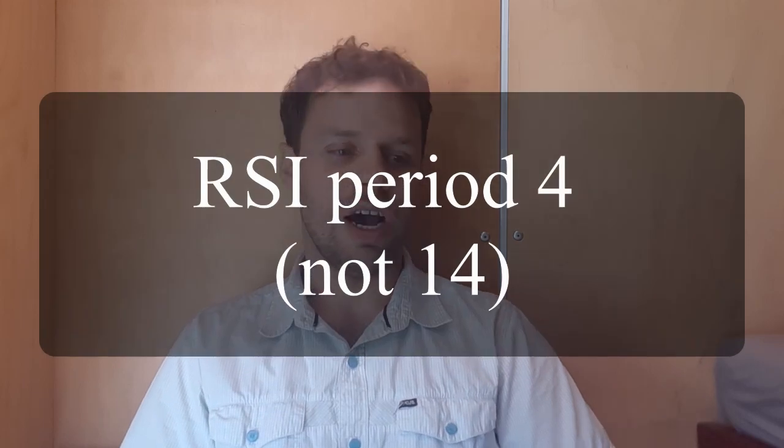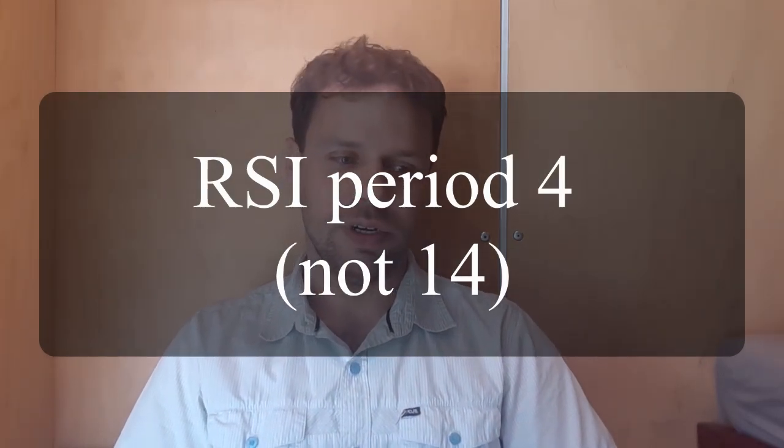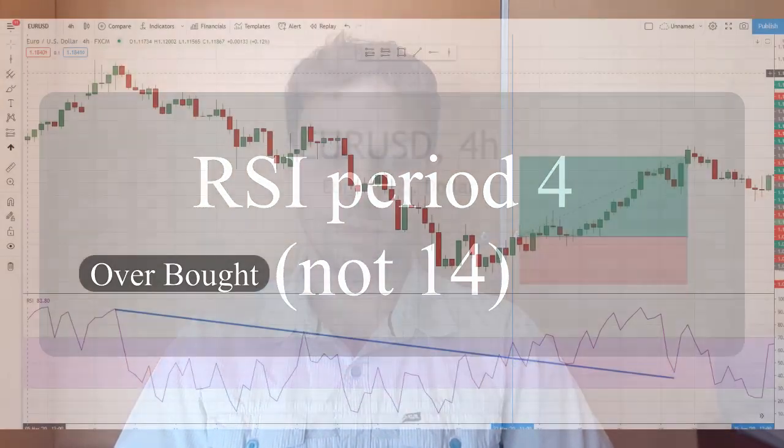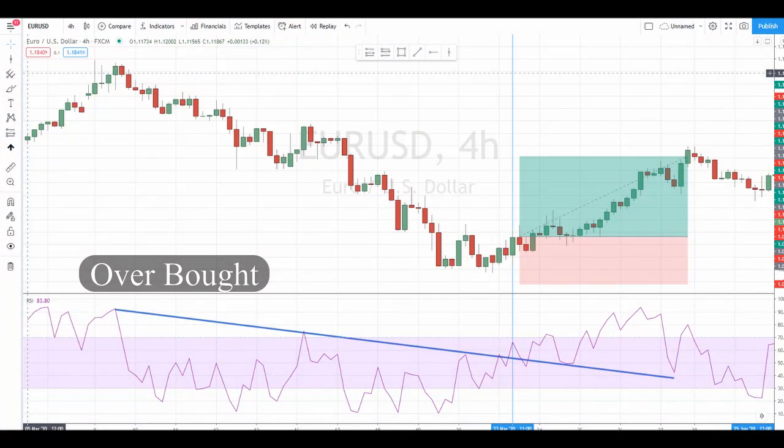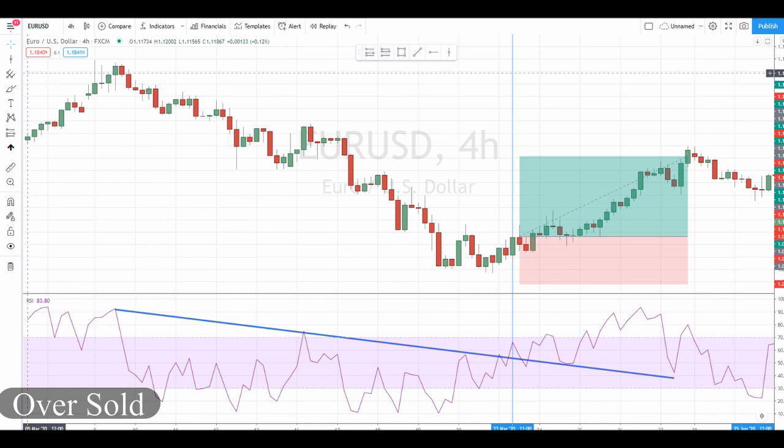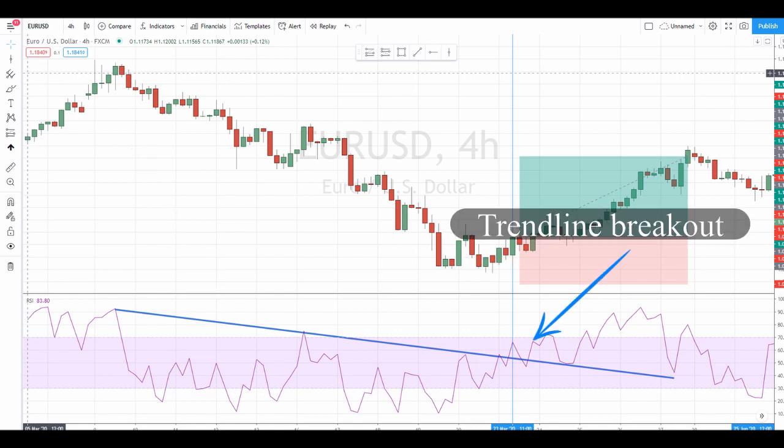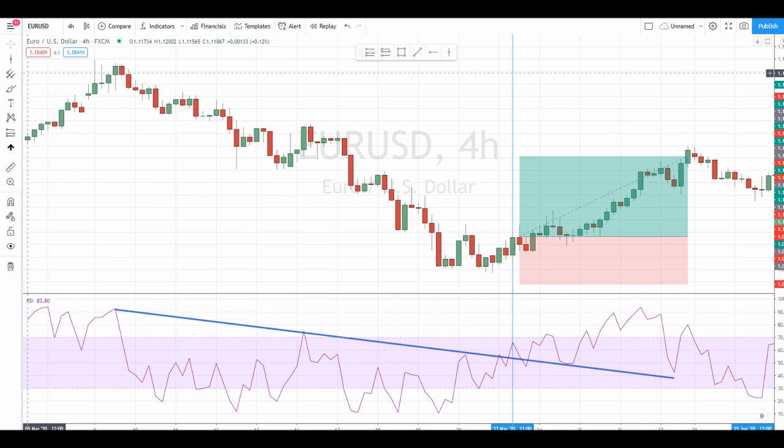But first, the rules. Basically, you take the RSI with a period of 4. The RSI must start in the overbought position and go to the oversold. Then it must form a few peaks and troughs in a descending pattern. You draw a trend line from the overbought peak across the top of the lower peaks, and when the RSI breaches the trend line, that is your signal to go long. Obviously, for short, you do the other direction.